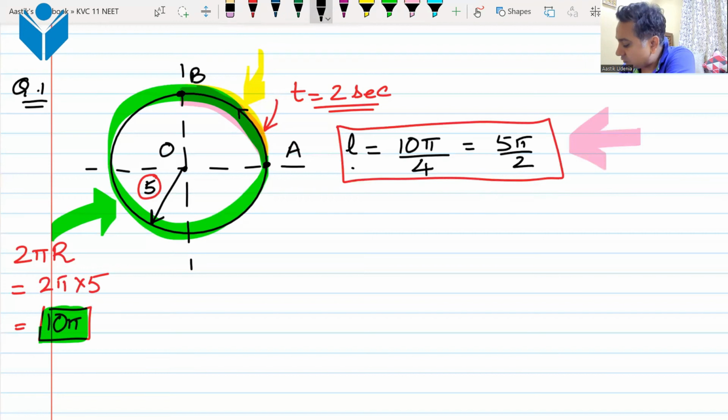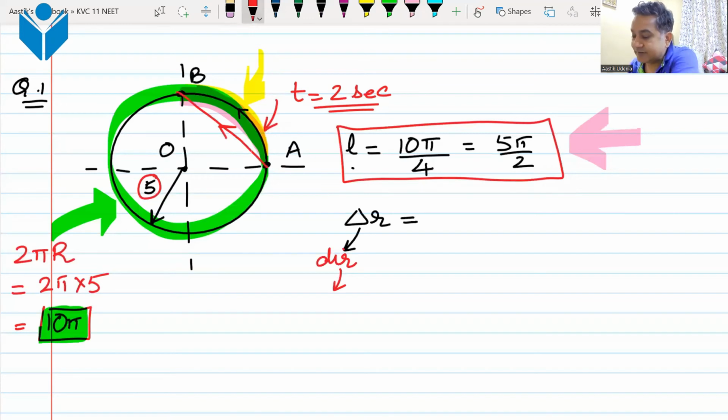Let us now talk about the displacement of the particle. How much is the displacement of the particle? It has two things. One is the magnitude, the other thing is the direction. To find out the direction of displacement, you join a straight line from A to B, and the direction of displacement is like this. So the direction of displacement is from A to B. Do we understand this?